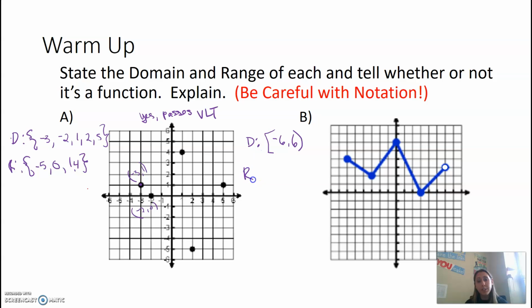Then for the range, it looks like the smallest possible y value is 0. And the largest is +6, I think. 1, 2, 3, 4, 5, 6, yep. And those are both included, so I'm going to go ahead and include those. So there's my domain, there's my range. Now, does this pass the vertical line test? Yes, it does. So yes, this is a function, and it passes the VLT. Okay, so if you have any questions on that, or if you weren't sure about how to do the interval notation, please ask those questions in class, but hopefully this cleared that up.